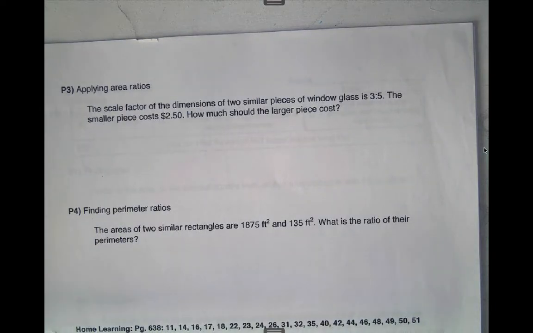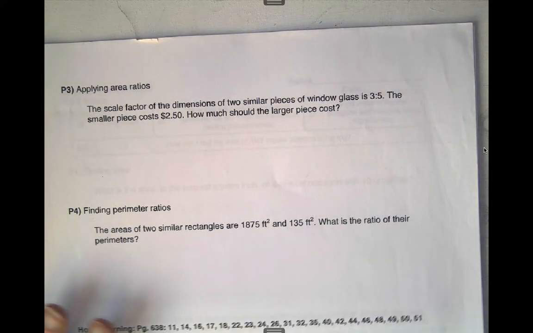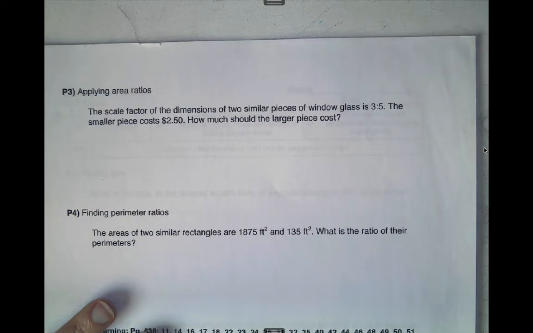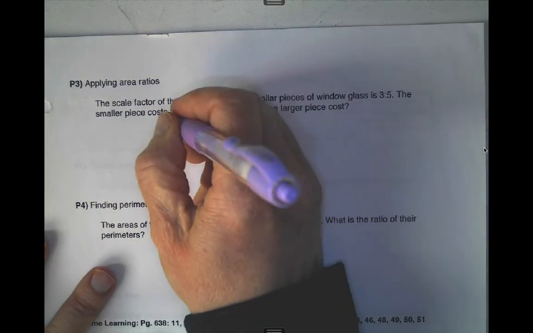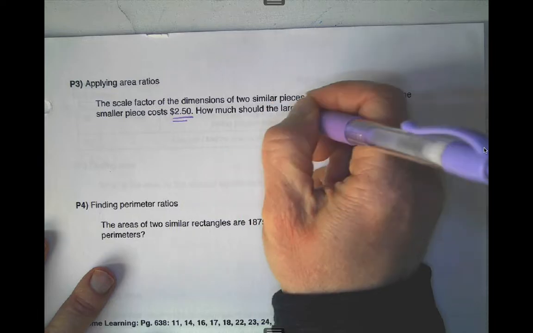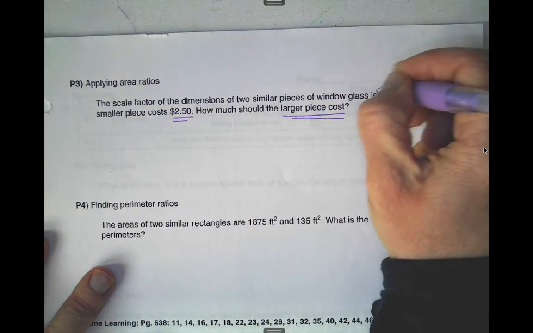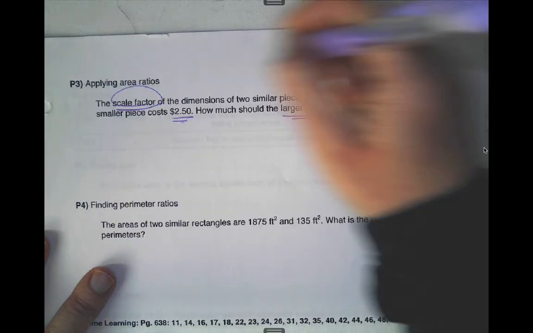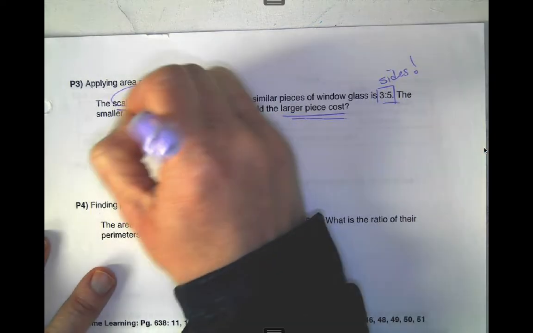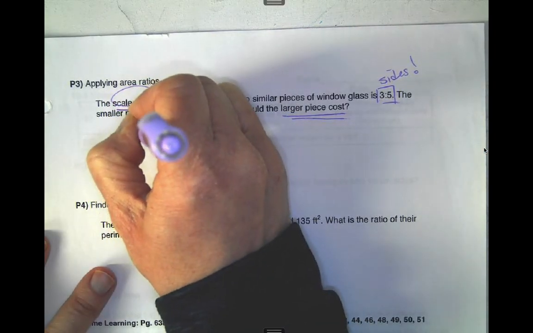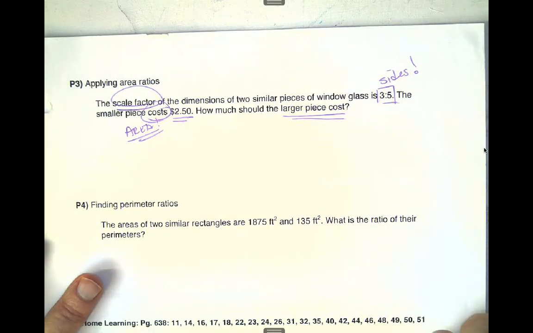All right, this one says the scale factor of the dimensions of two similar pieces of window glass is 3 to 5. The smaller piece costs $2.50. How much should the larger piece cost? This is the scale factor. This is just the sides. If I want to figure out cost, I need to be thinking about area. Okay, so I've got to switch things here.